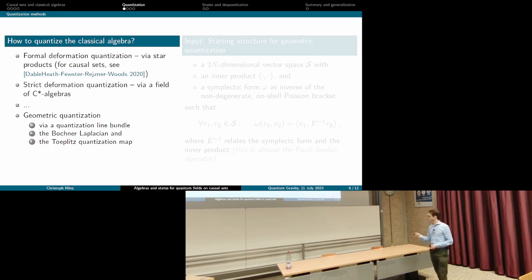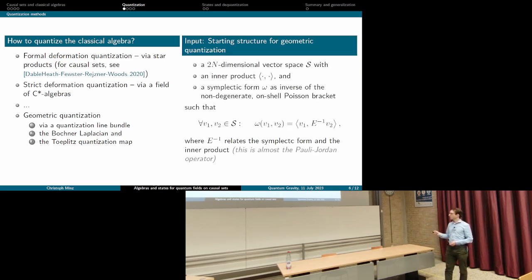So we will start with this finite dimensional setting. Now a bit more general, what we have as an input is just a 2n-dimensional symplectic vector space, so it has a symplectic form, and also it has an inner product. These are essentially just our ingredients, and we can relate the symplectic form and the inner product together.